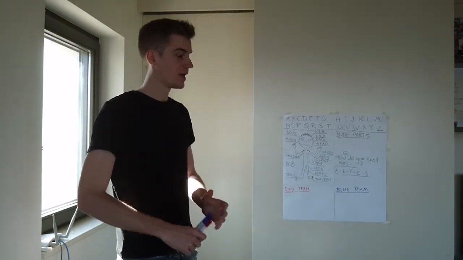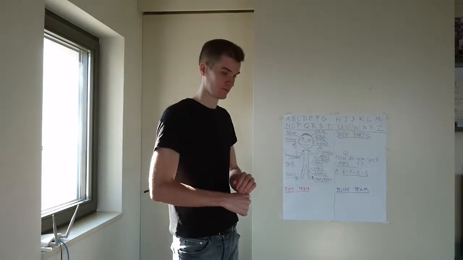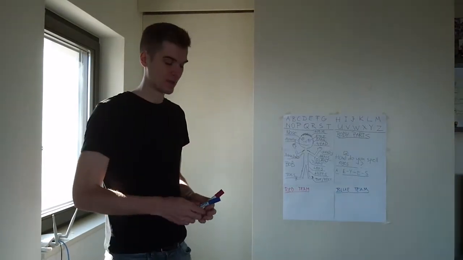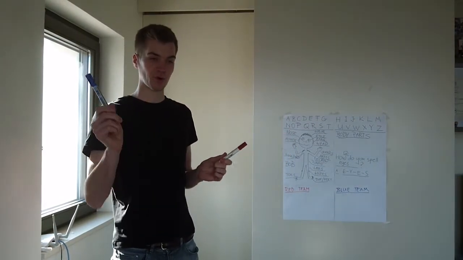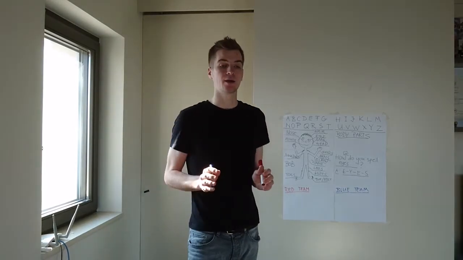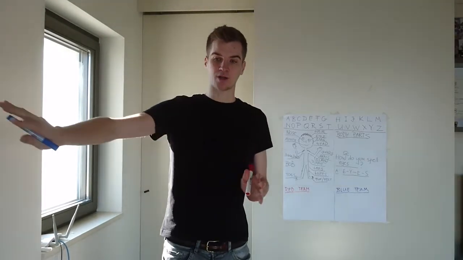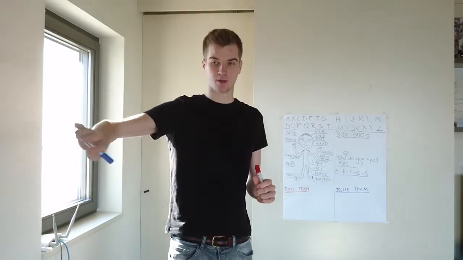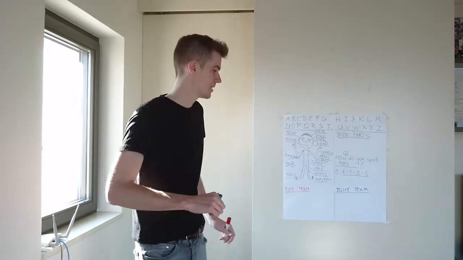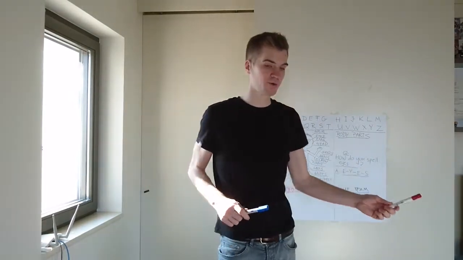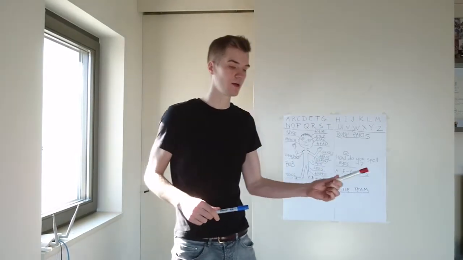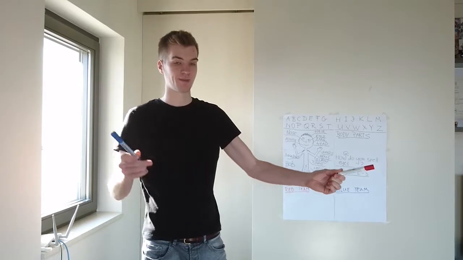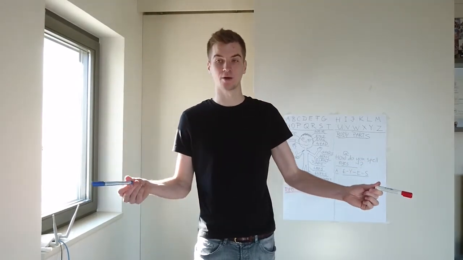Alright guys, now that we know all of the body parts, and we know how to write them down, and we've practiced writing them down, let's play a little game. I have these 2 markers right here, a red one and a blue one. Let's say that this half of the class is the blue team, and this half of the class is the red team. Both teams have 1 marker. The red team has the red marker, and the blue team has the blue marker.